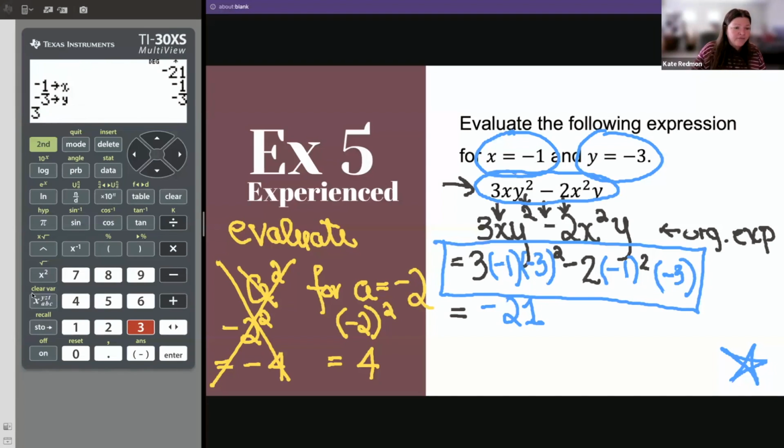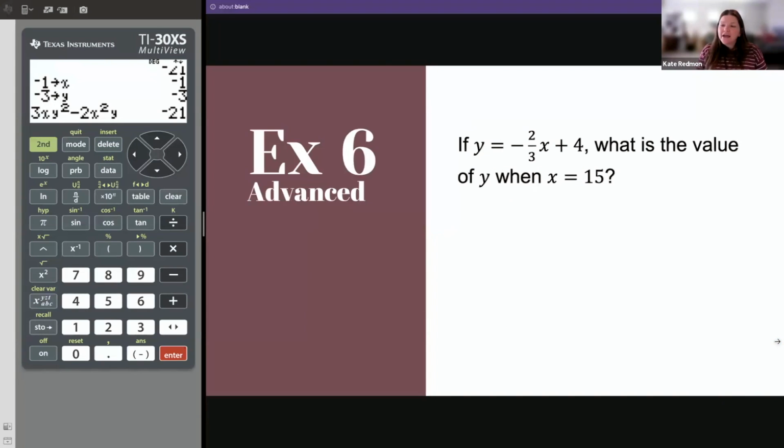And so let's try that. So 3, type the variable button for X, arrow out so that you can get another letter, and I get Y, and I square it. Minus 2, X with the variable button, square that X, and then hit it twice for Y, press enter. And you can see whether I do the substitution myself by hand on my paper, or I do the substitution in my calculator by storing values of the variable, I get the same answer. This expression simplifies to -21.